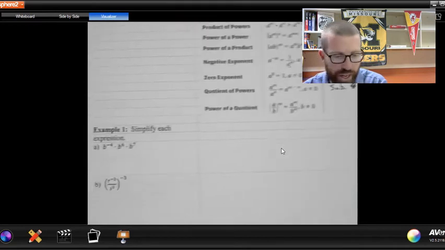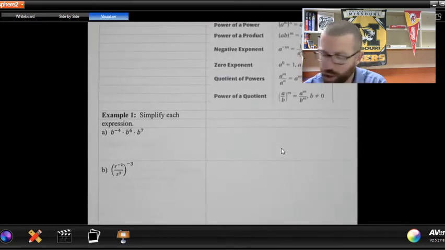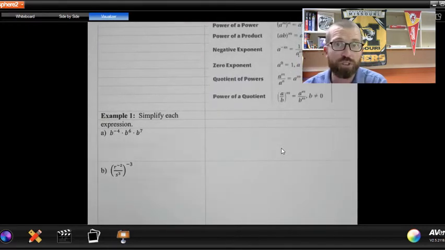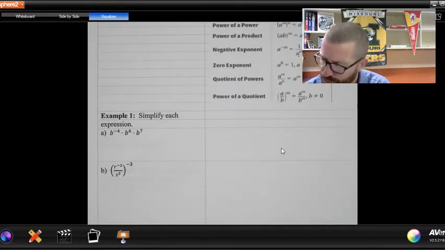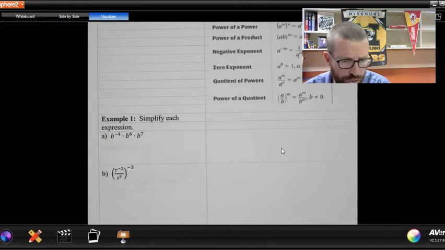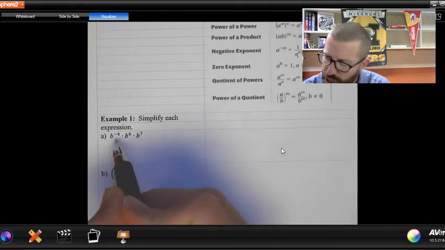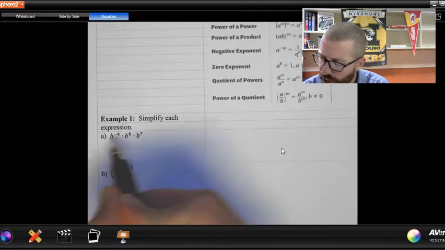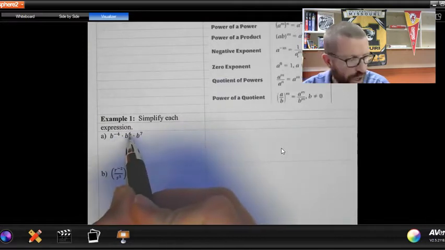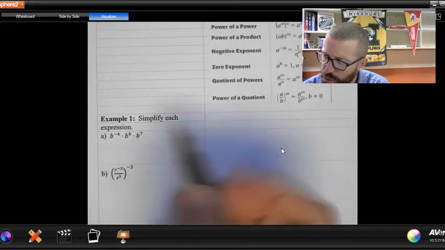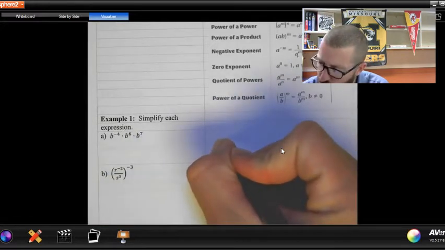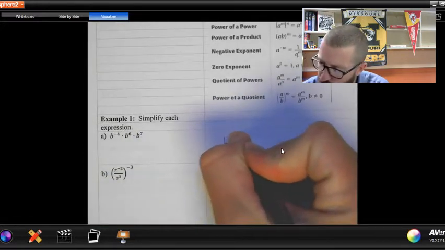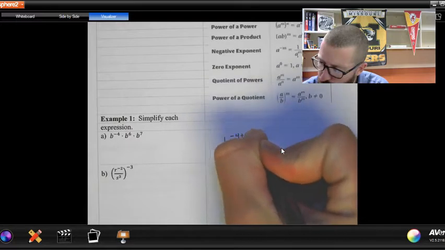Okay, so once again, as these problems come up, push pause, try them, and then let's see how we can do these together. So this first one, we have b to the negative 4th times b to the 6th times b to the 7th. You just add exponents, just add straight across. So negative 4 plus 6 is 2, and then plus 7. It'd be b to the 9th.